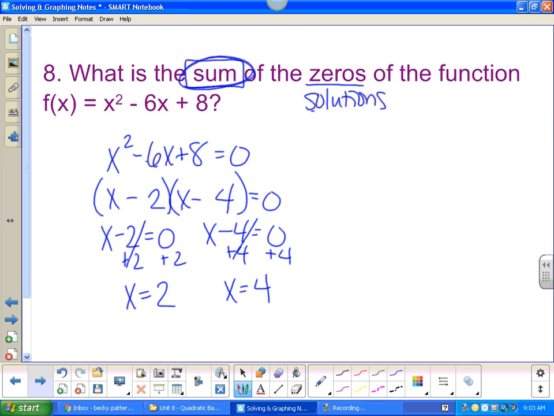So those are my two solutions. But it wants the sum of them. So it wants me to take my two solutions and add them together. So 6 is the answer.